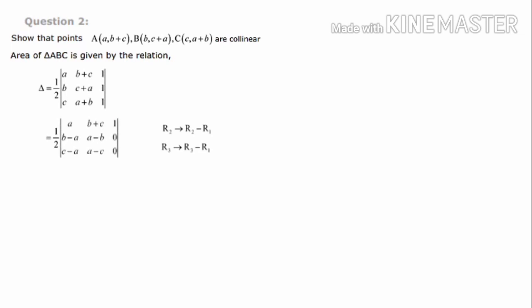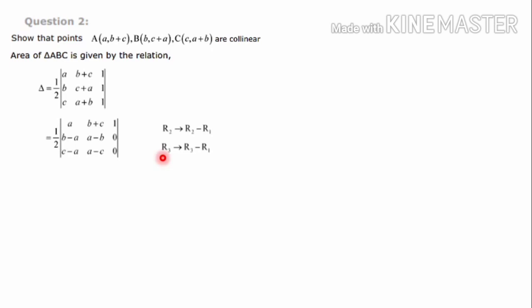That is 1 by 2 into R1 is the same, a, b plus c, 1, written as it is. Next, R2 is changing, R2 minus R1. R2 minus R1 means b minus a. Then c plus a minus b minus c. When you do the calculation, you will get a minus b, as c will be cancelled. Then 1 minus 1 is equal to 0.